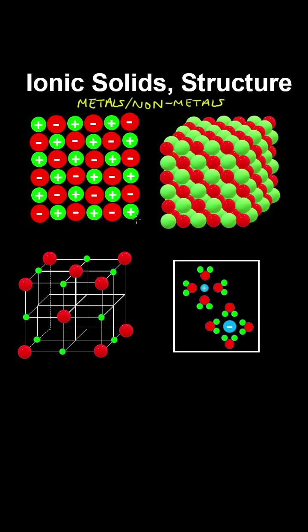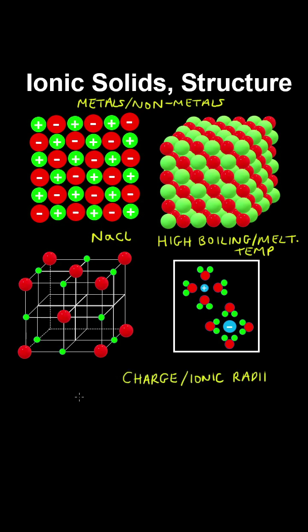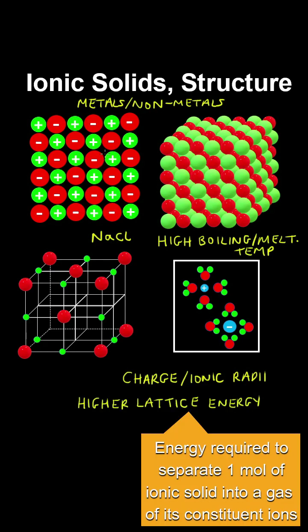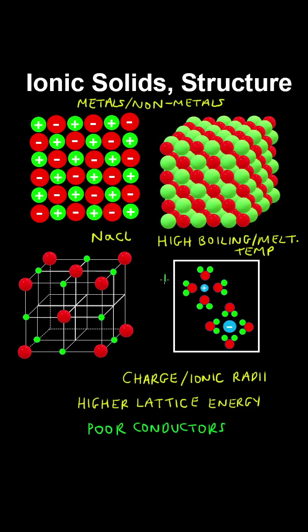So ionic compounds, such as sodium chloride, form solids at room temperature, and due to the strong electrostatic interactions, and as we saw using Coulomb's law, the strength of the interactions depend on the charge and the ionic radii. So these properties lead to a higher lattice energy. So because the electrons are highly localized, ionic solids tend to be poor conductors. But if you dissolve an ionic solid, such as sodium chloride, into water, then the ions are free to move around and conduct electricity in a liquid state.